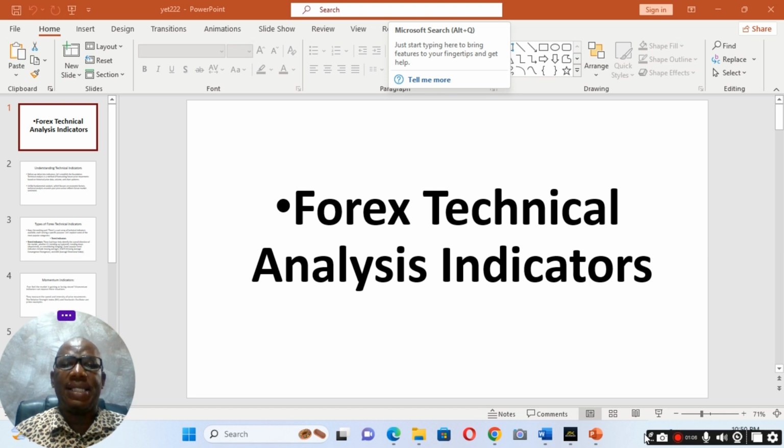As we discuss Forex technical analysis indicators. How important are these indicators? Do you need them as a trader to succeed? Must you have these indicators in your toolbox to trade?